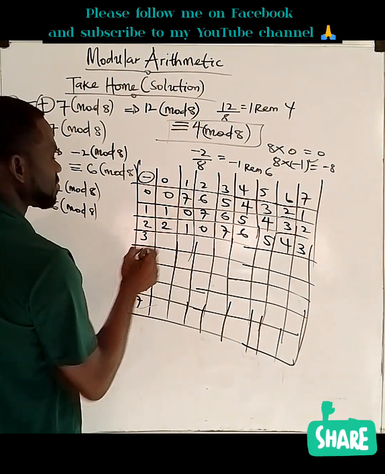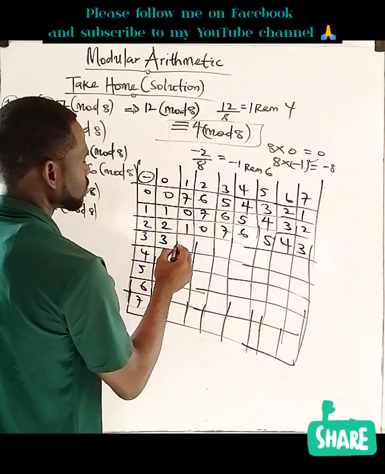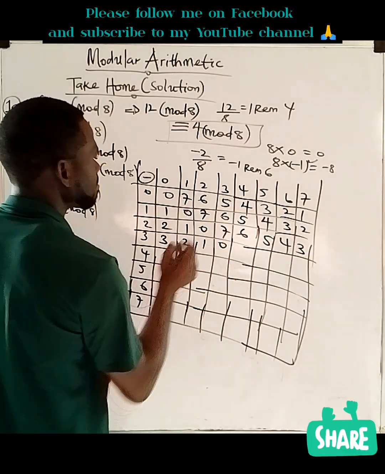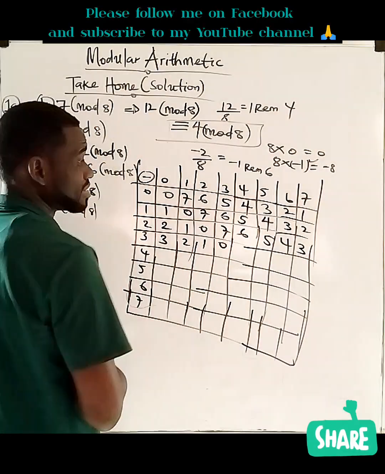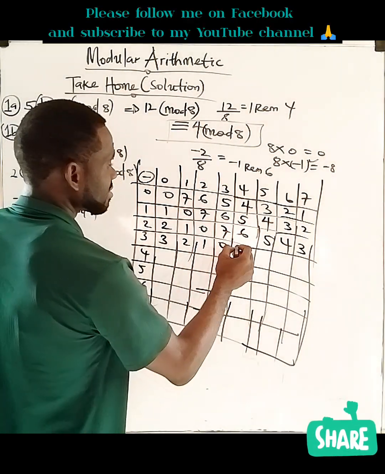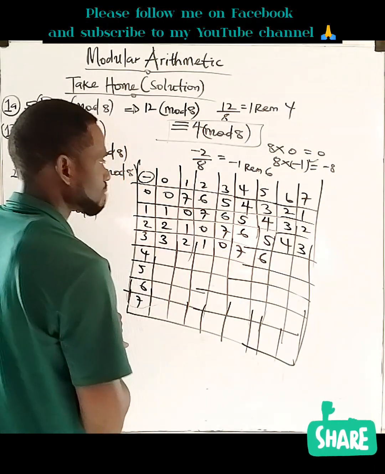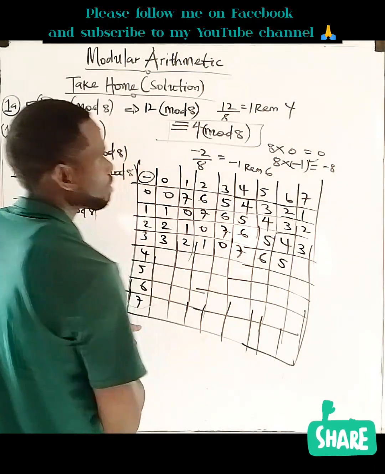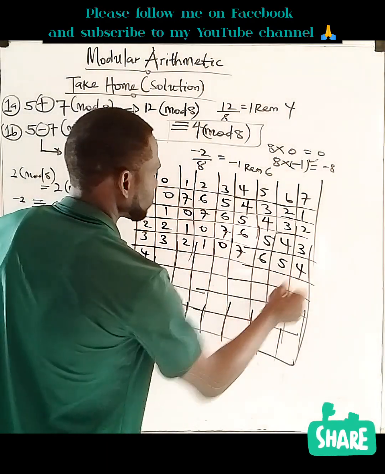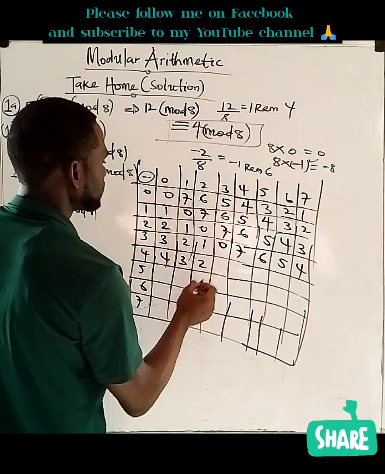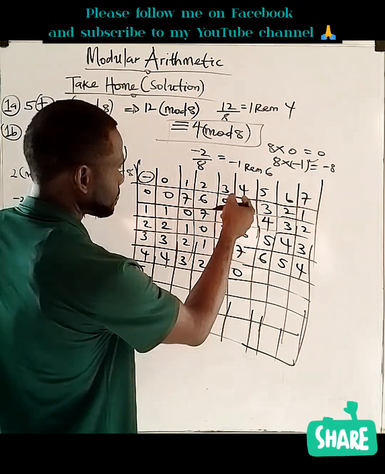So 3 minus 0 is 3. 3 minus 1 is 2. 3 minus 2 is 1. 3 minus 3 gives us 0. 3 minus 4 is minus 1, and we're going to write that in modulo 8, that will give us 7. 3 minus 5 is minus 2, that will give us 6. 3 minus 6 is minus 3, that will give us 5. 3 minus 7 is minus 4, that will give us 4. So you have 4, 3, 2, 1, 0.